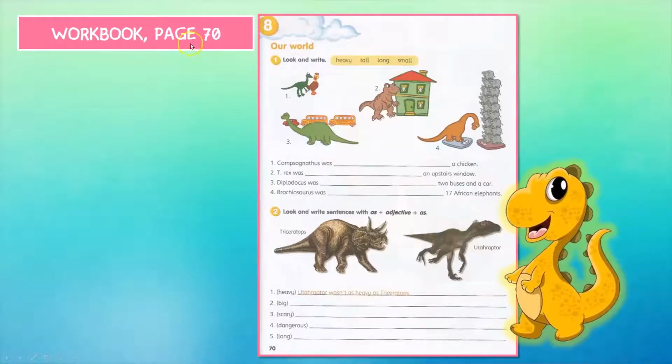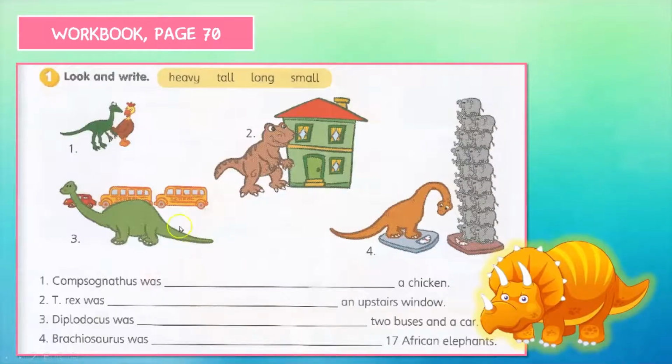Okay, now you can turn to page 70 of your workbook and we are going to do task 1 and 2 as well. For task 1, you have to look and write. Look at the pictures and write the answers. You have to choose the adjectives in this box. Okay, let's see number 1. This is picture number 1.